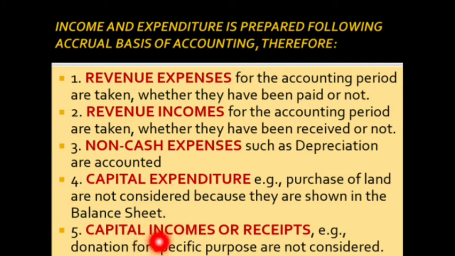Fifth point is capital income or receipt. Like we don't record capital expenditure, in the same way we will not record the capital income or receipt. For example, donation for specific purpose are not considered. Suppose anybody is giving donation for construction of a building, that is a very specific purpose. We can use that donation only for construction of building. So that will be termed as capital income, and that will not be recorded in the income and expenditure account.